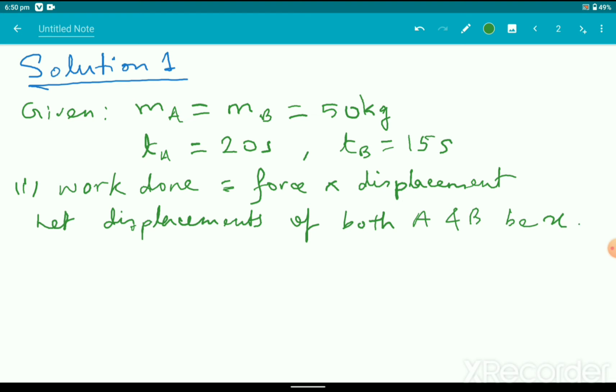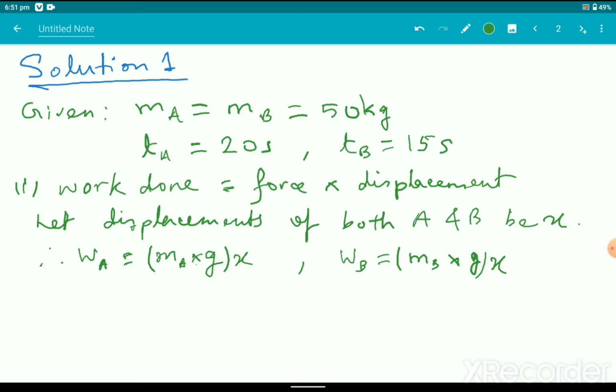Okay, so work done by A will be equal to, what will be the value of the force? Force will be mass of A into g. Since this is the force of gravity acting on the person A, he has to apply the same amount of force to move up a certain height, or certain displacement. And this is the mass and the displacement is x. Whereas the work done by the person B will also be something like this, mass of B into g, and the displacement is x. The same concept is applied here also.